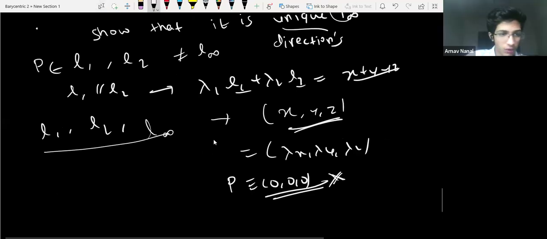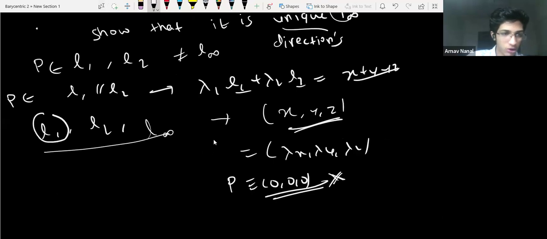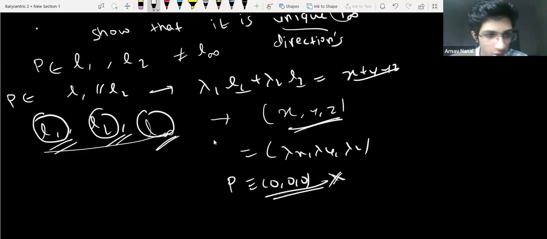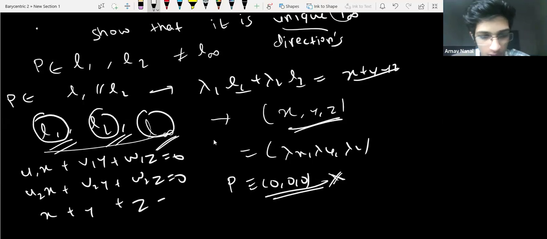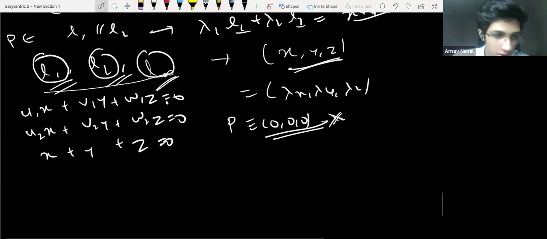Yes, so let's assume that P satisfies the equations of L1, L2, and L infinity. So basically you have these equations: U1x plus V1y plus W1z equal to 0, U2x plus V2y plus W2z equal to 0, and then you have x plus y plus z equal to 0. If these three things were not linearly dependent, using these three equations you would get a unique solution x, y, z.